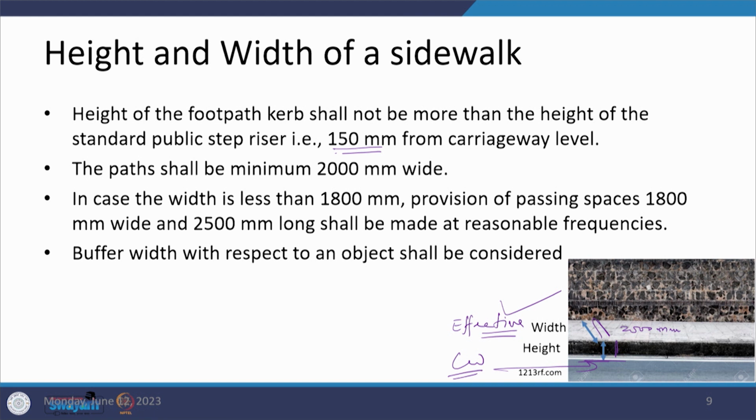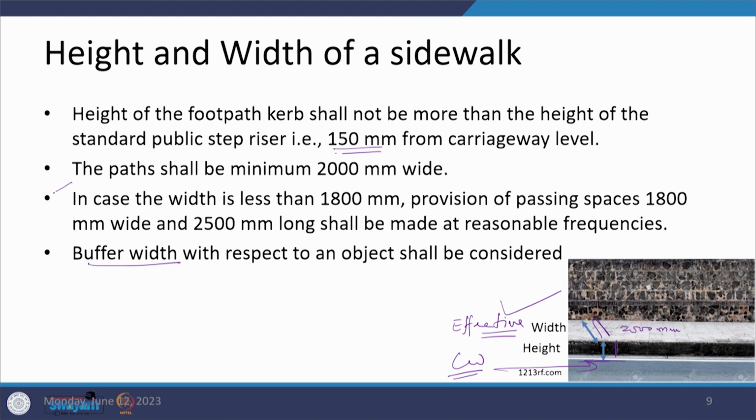The reason being that if you are coming very near to this wall, obviously you are going to maintain some buffer. This buffer width may change from 0.5 meters to 1 meter depending on what type of buffer is there. That should not be considered within the width of the footpath. So, if you have a buffer of 1 meter and you have to provide a 2 meter wide footpath, it means the total width which should be available is 3 meters at this location.